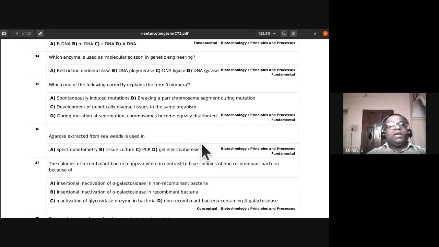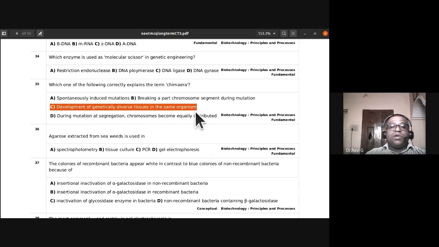Which one of the following correctly explains the term chimera? Is it spontaneously induced mutation, breaking apart of chromosome segment during mutation, development of genetically diverse tissue in the same organism? Okay, see, recombinant DNA has different names. Degree classes, you all study that. Recombinant DNA is called hybrid DNA, or it is also called chimeric DNA.